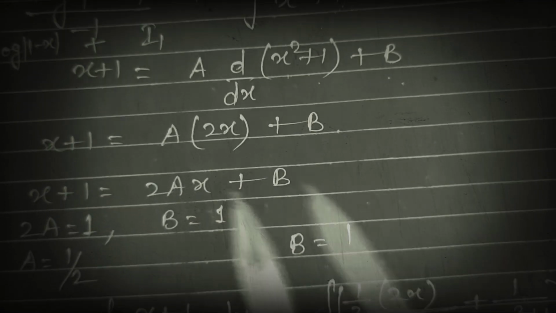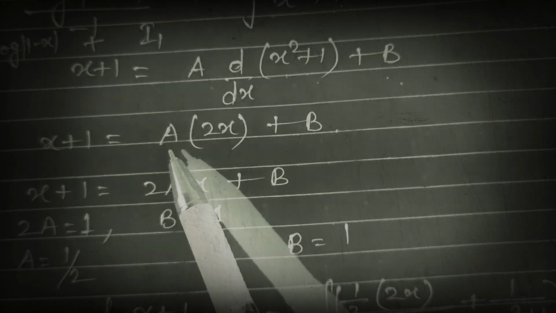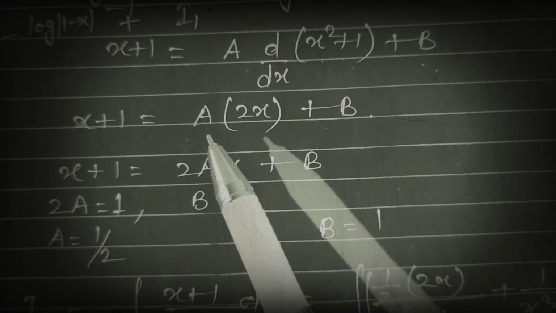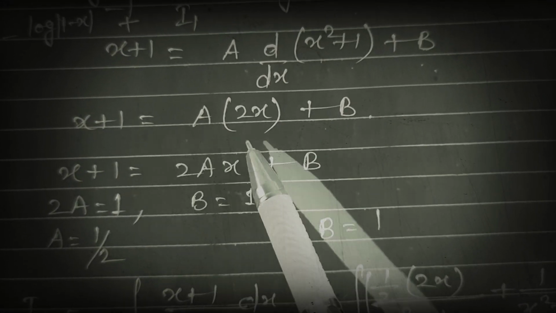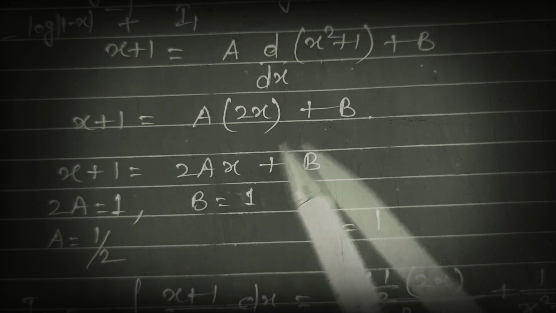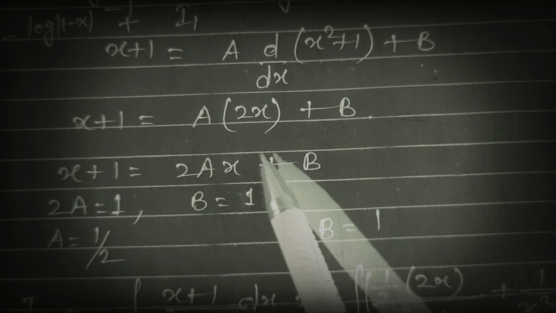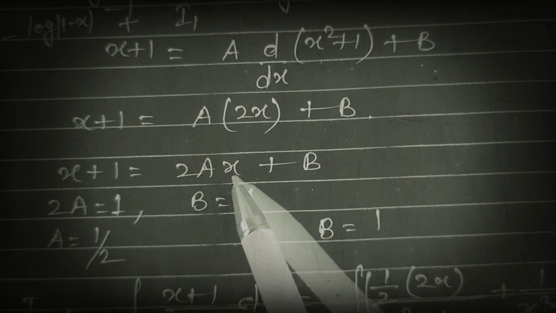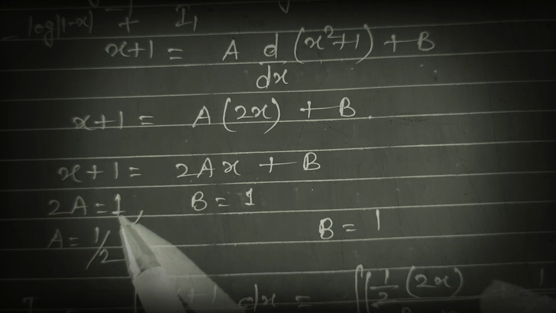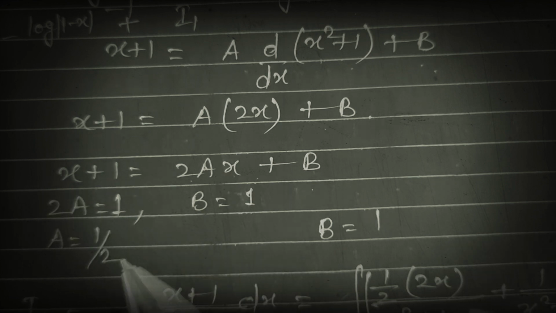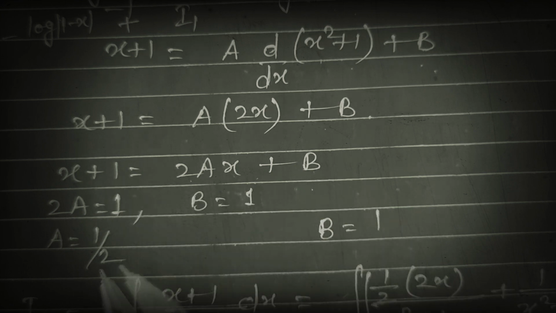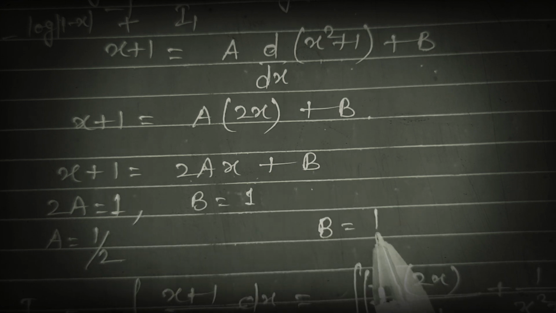So it will be x plus 1 is equal to a into (2x) plus b. We have done this type of question in exercise 7.4. So x plus 1 is equal to 2ax plus b. Comparing the coefficients, x coefficient is 2a here and here x coefficient is 1. So 2a is equal to 1, then a is equal to 1 by 2, and b is equal to 1. So a is equal to 1 by 2, b is equal to 1.